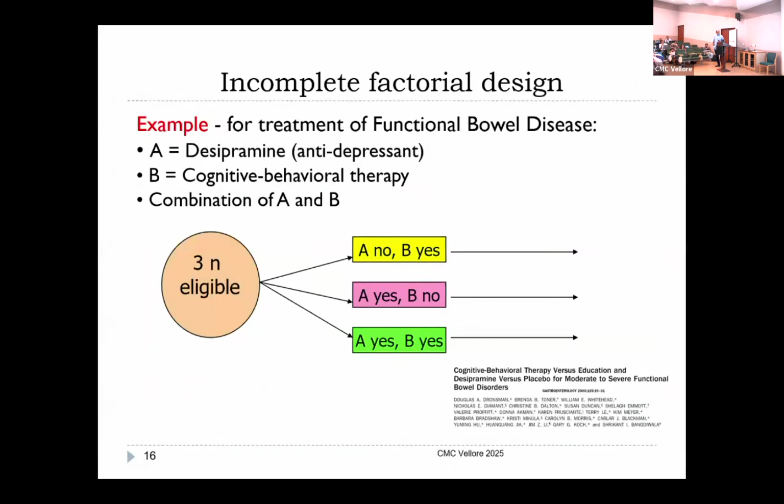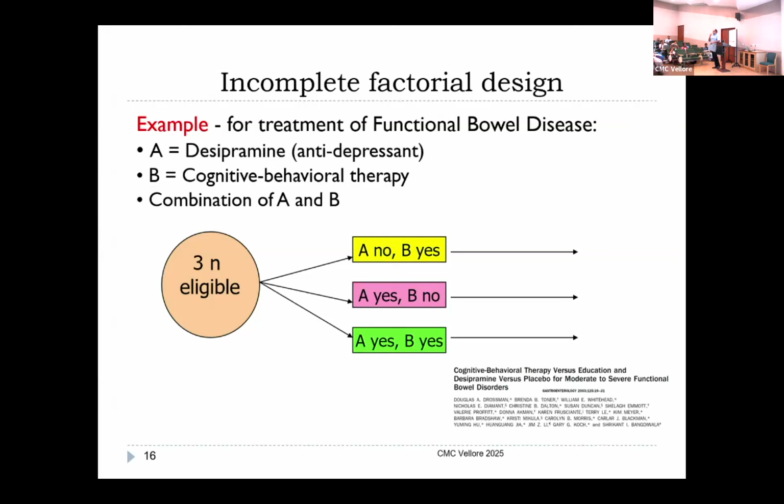Now, this is an interesting one I was involved with. We had an incomplete factorial. And why do we sometimes have incomplete factorials? It could be because the no may not be ethical to do, or the yes may be too problematic. If I'm doing drug A and drug B for the same condition, the pharmacist may say, you cannot give A and B together because this will cause trouble in the person, renal failure or whatever. So the yes may not be possible.